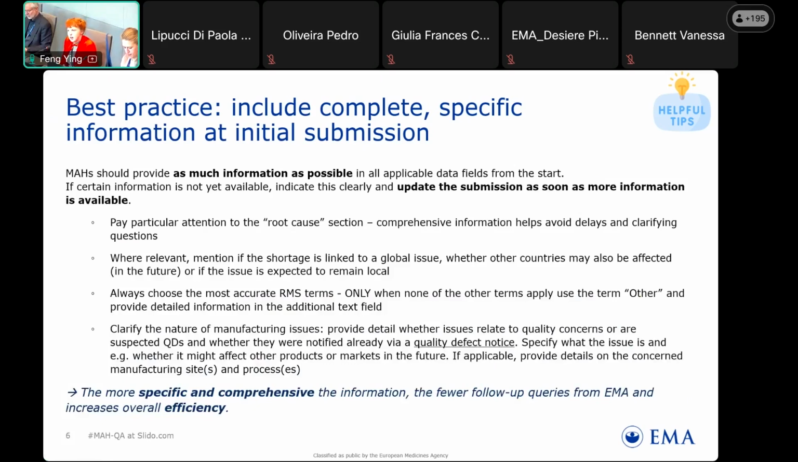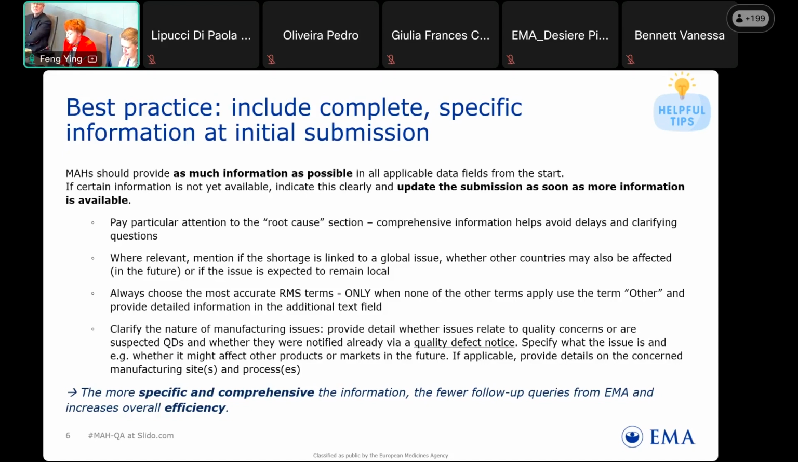So, of course, the general message is that you should try to include as much information as possible in the applicable data elements from the start. So if some information is not yet available, do indicate that and update the submission as soon as this information is available. Now, pay particular attention to the root cause section, as we have seen that that section is often not comprehensively fulfilled and submitted.